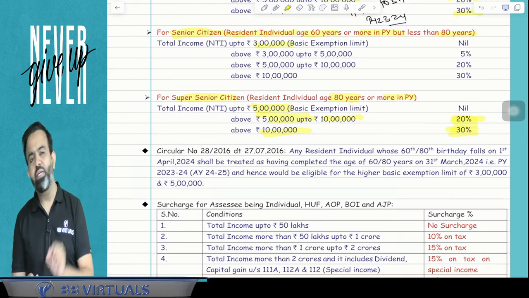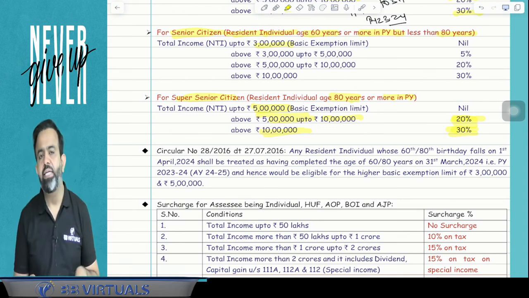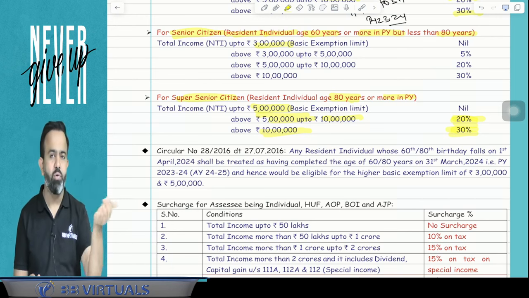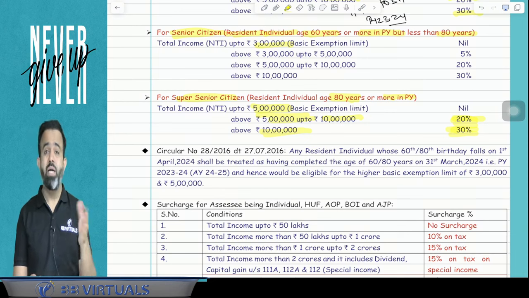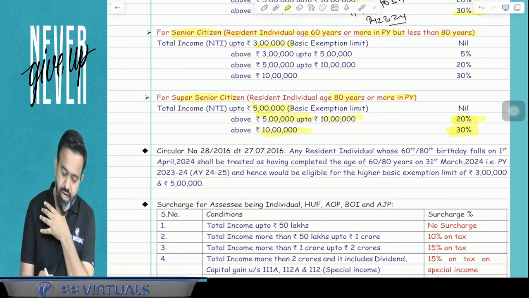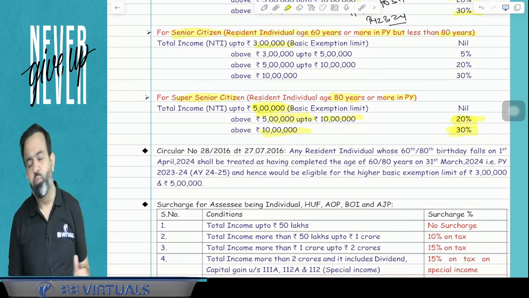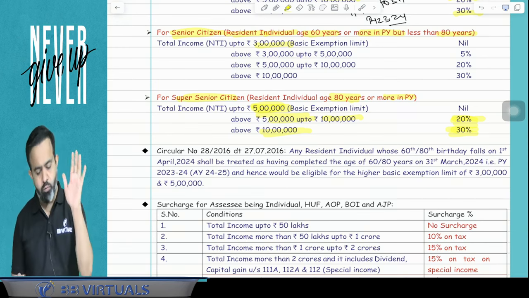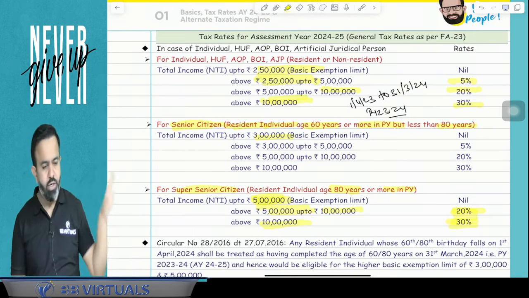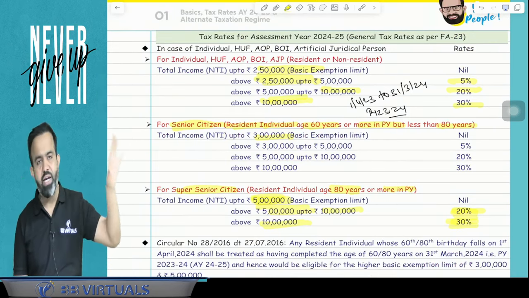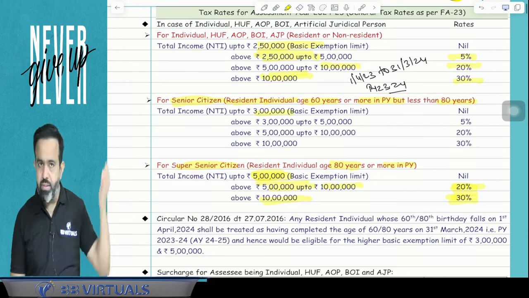Here also remember, if any person is celebrating his 80th birthday on 1st April 2024, then he has also completed the age of 80 years on 31st March 2024 and he can claim the enhanced basic exemption of 5 lakh for the previous year 23-24. You got my point or not? Yes. Now guys, this is the general tax rate for individual, HUF, AOP, BOI, artificial juridical person.